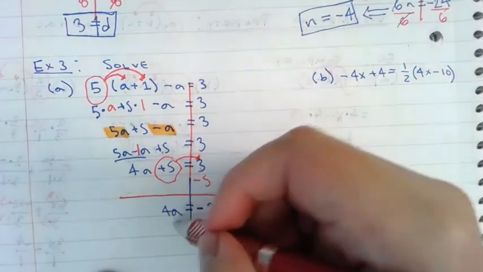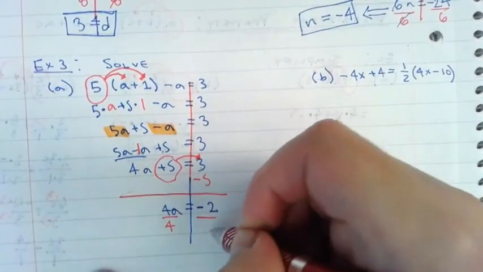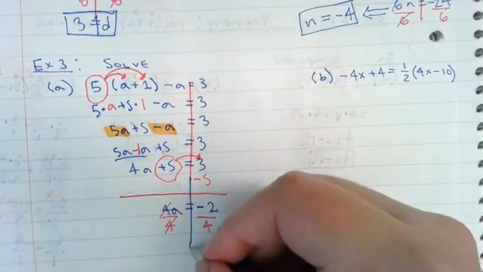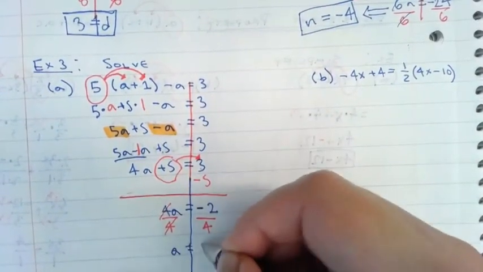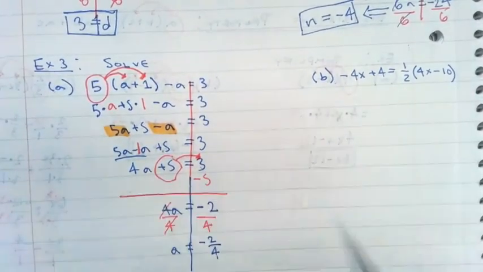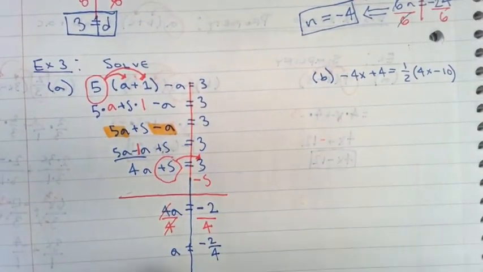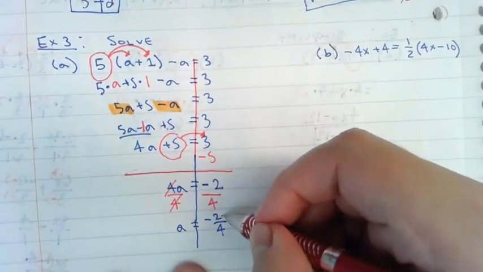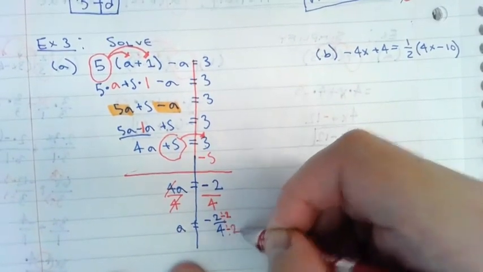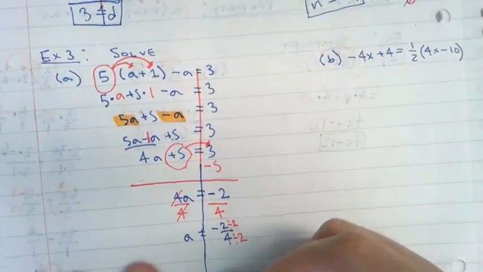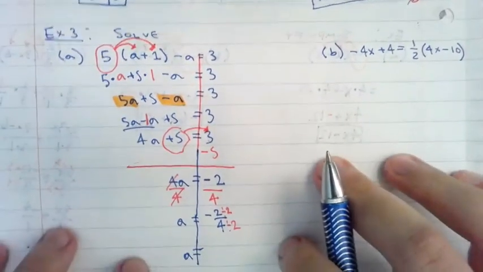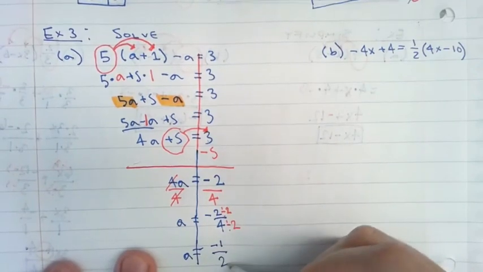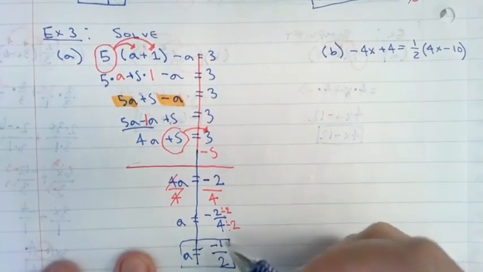Last but not least, divide by 4 on both sides, cancel, cancel. And so now, here's what we get. We get a equals negative 2 all over 4. But if you can recall, 2 and 4, they both have a 2 in common. So then I divide by 2 on the top, divide by 2 at the bottom. And so now, here's what we get. We get a equals negative 2 divided by 2, that's negative 1. And then 4 divided by 2, that gives you 2. And there you go. That's your answer. Your answer is negative 1/2.